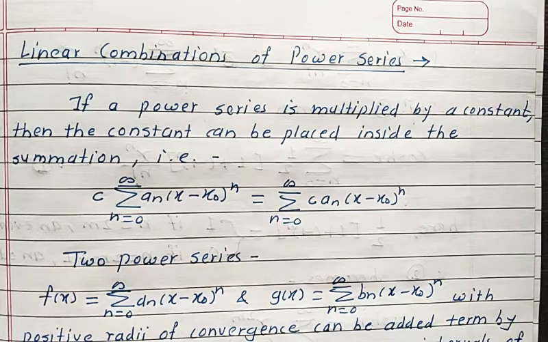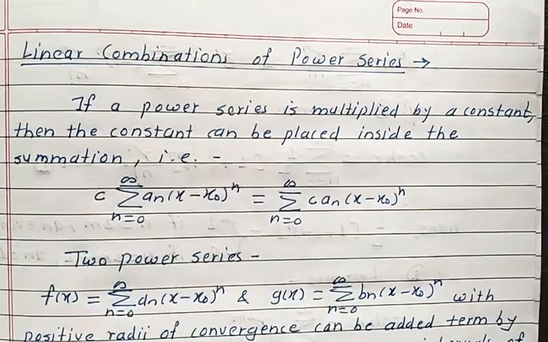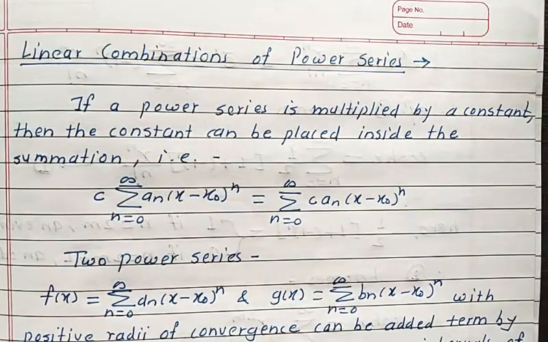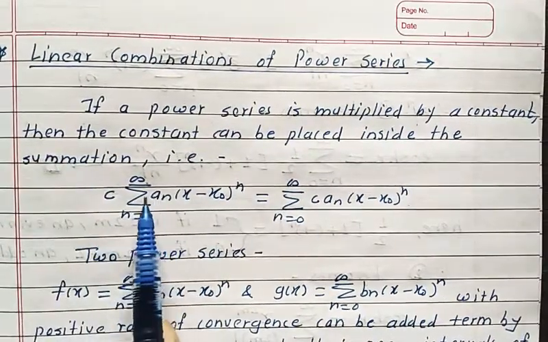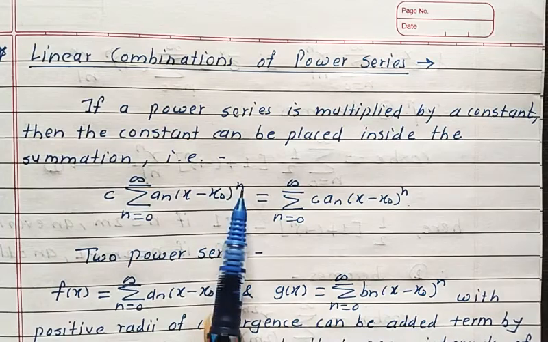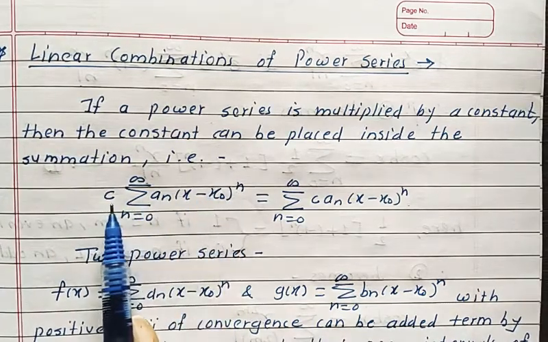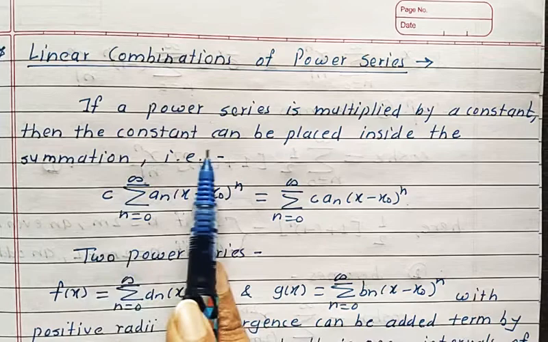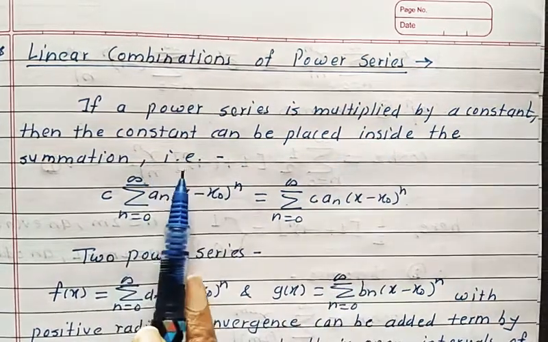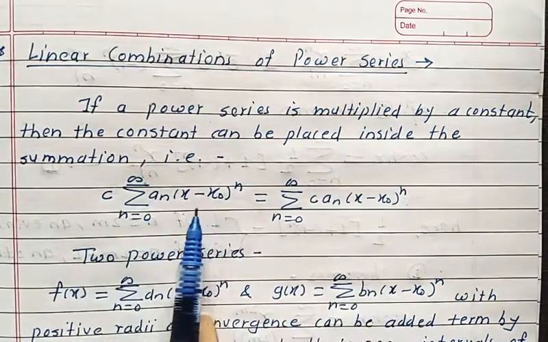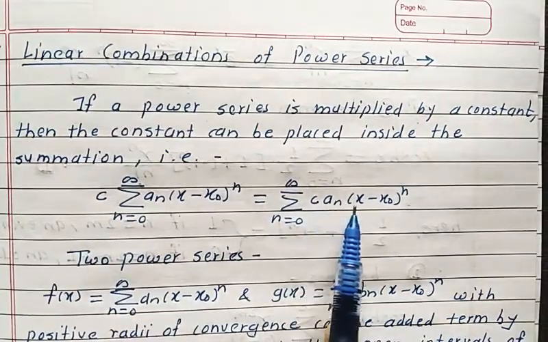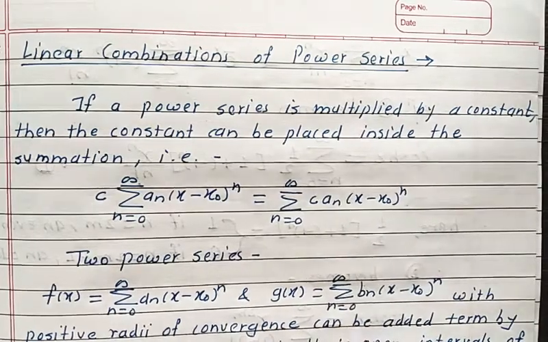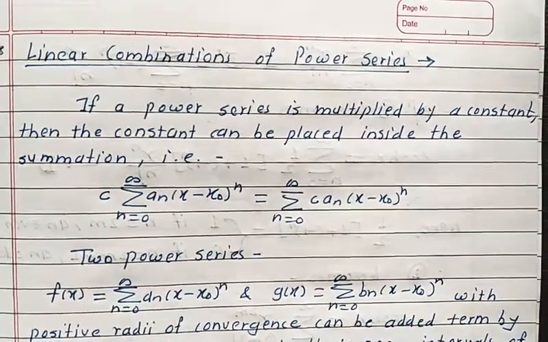Hello students, let's move towards the next topic, that is linear combination of power series. If we multiply any power series, suppose the series is summation of a_n (x minus x naught) raised to n, by a constant c, then the constant can be placed inside the summation. We can write it as summation of c a_n (x minus x naught) raised to n. Okay, this is multiplication by a constant.